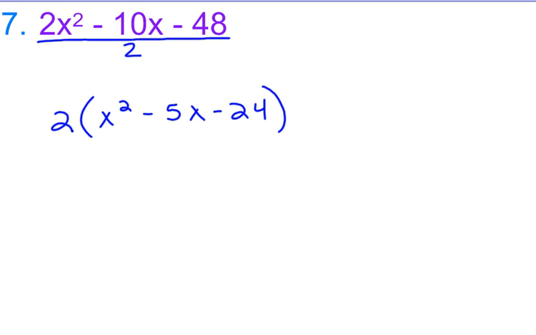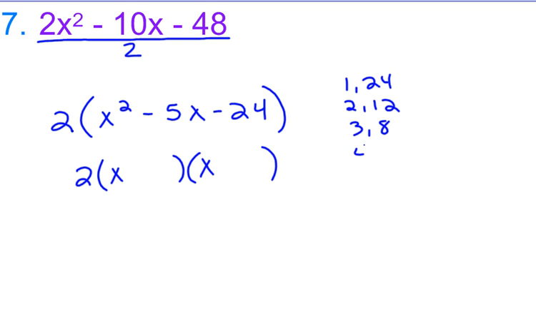Now I look at what's left in my parentheses. It's a trinomial, so I'm going to have 2 sets of parentheses. And then I'm going to take that annoying 2 and keep it on the outside, right? I look at the first term. What are factors of x squared? Well, x and x are my only choices. And then I'm looking for factors of negative 24 that would make a negative 5. So I'm going to list my factors of 24. And I need one of them to be negative. Which one of these could get me a 5 somehow?